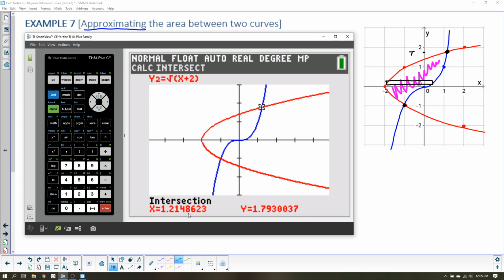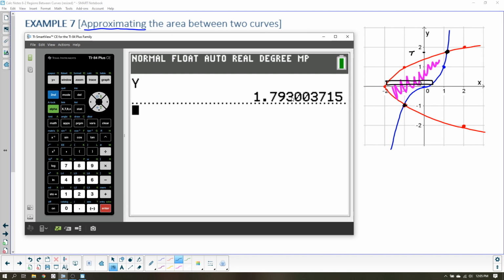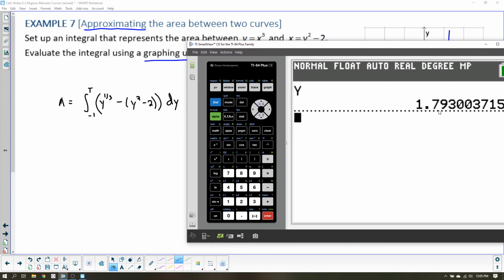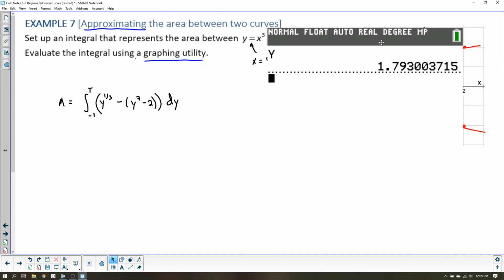Now, I know that the calculator stores this, but I'm not sure if it stores the y. So let's test that. Let's quit out of this and pull up y and see if it matched. It did. Okay, so that's very convenient. It stored the y value for us. So this y is actually what our t value is. So if I pull this over, what this tells us is that t is approximately 1.793. And so we just need to take that and put it in our integral.